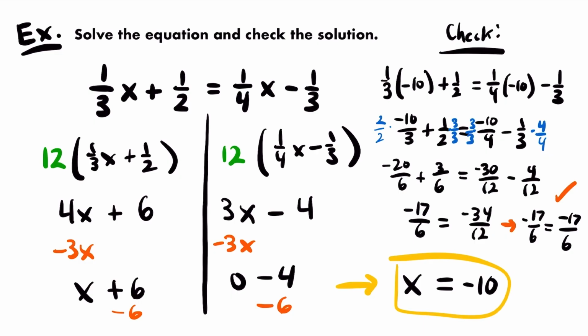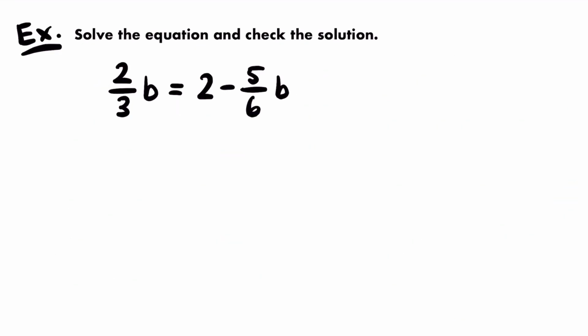Let's take a look at one more for this video. All right, so here's our last example. We once again want to solve the equation and check the solution. This time our equation is 2/3 b equals 2 minus 5/6 b. All right, so in this case, our equation still has two variable terms, one on each side of the equation, but one side of the equation doesn't have an extra constant term.